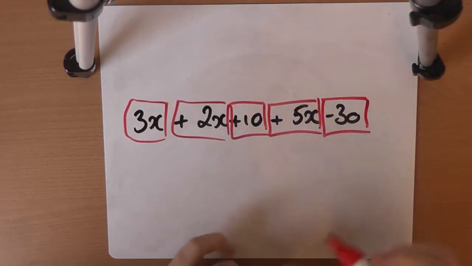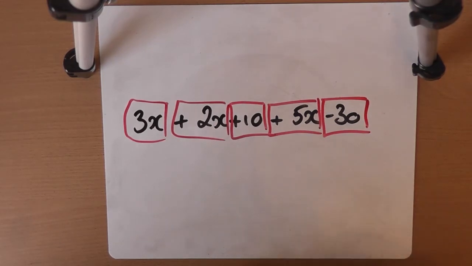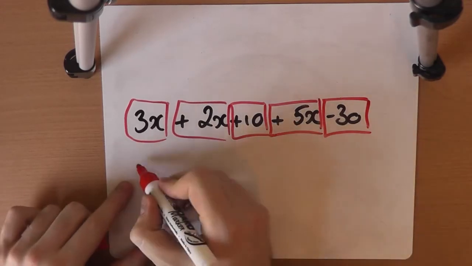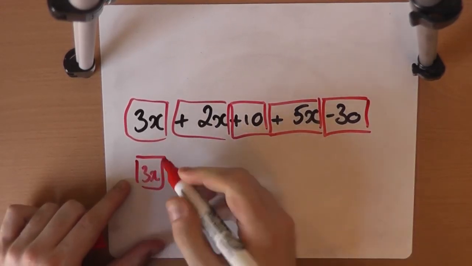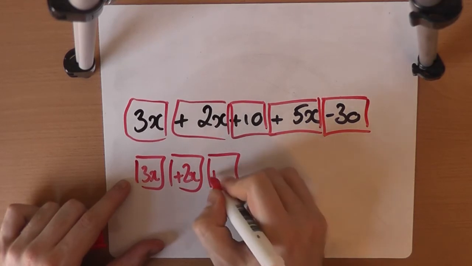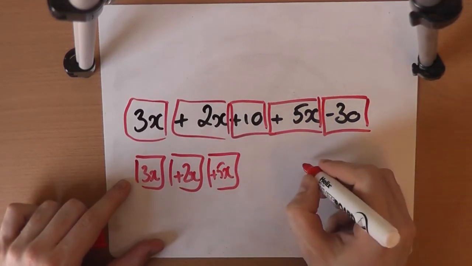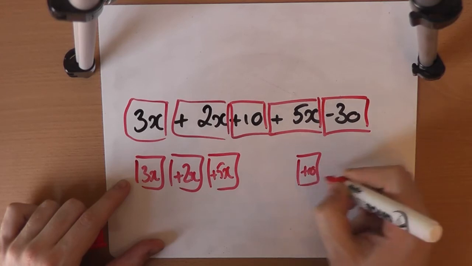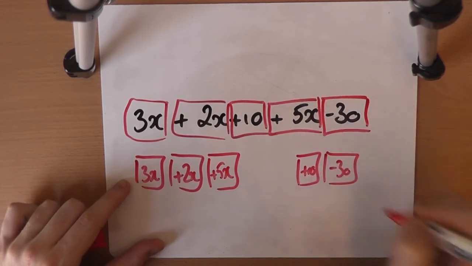The 30 and the minus, the 5x and the plus, the 10 and the plus, the 2x and the plus, and then the 3x at the front. I'm going to move all of my x's over here. So over here we're going to have the 3x, we're going to have the plus 2x, and we're going to have the plus 5x. And over here on the other side we're going to have the plus 10, and we're going to have the minus 30.